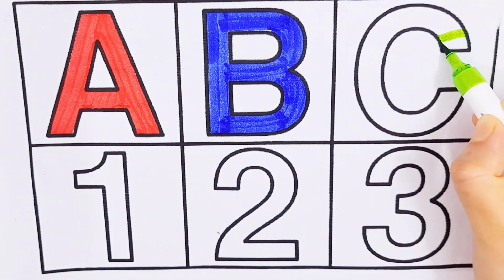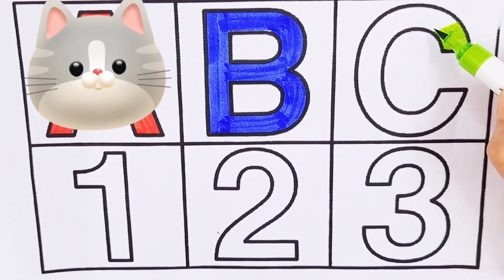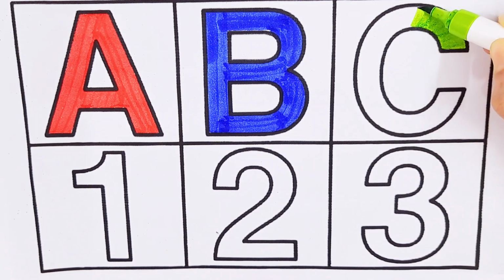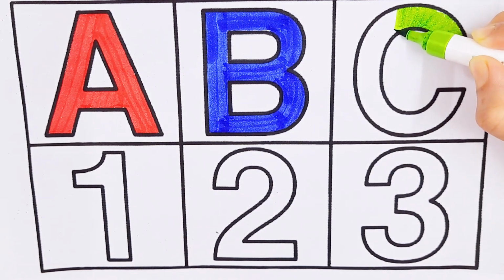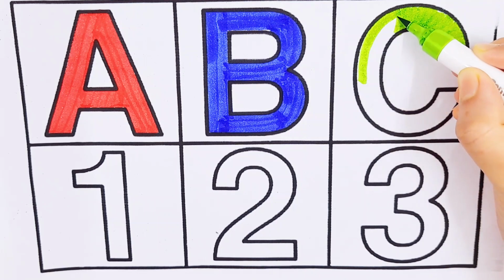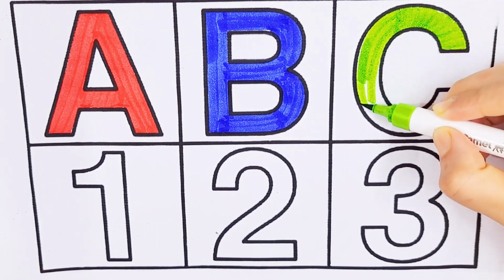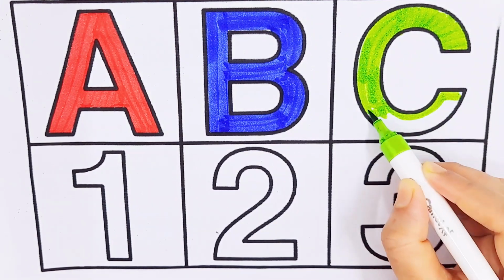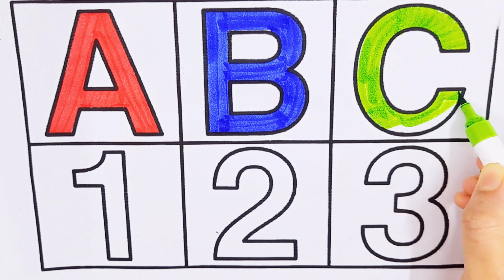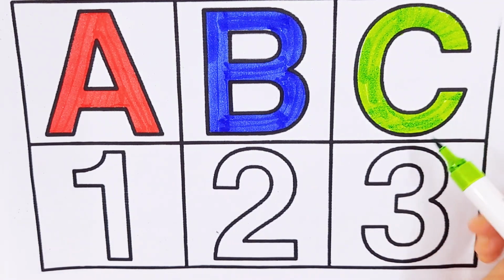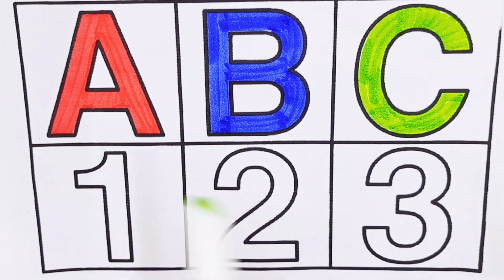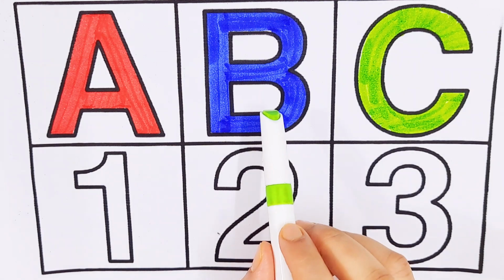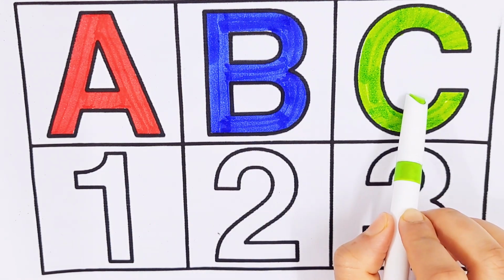C for cat. C for cow. Light green color. C. A, B, C. A for apple. B for ball. C for cat.